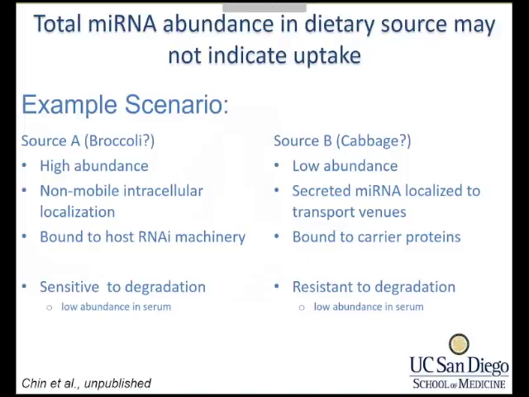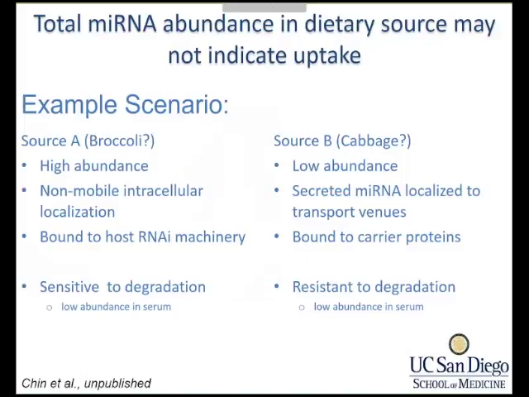So we thought a lot about this, and this is one possibility Andy, my graduate student, brought up. So we think there could be different scenarios for the dietary source of a particular plant microRNA, for example, broccoli versus cabbage. So this is totally question marks here. We don't know if this is true at all. We're just using this as an example to explain our hypothesis.